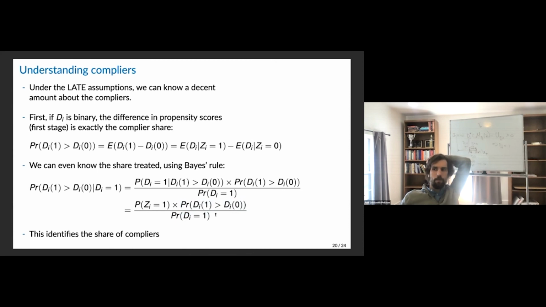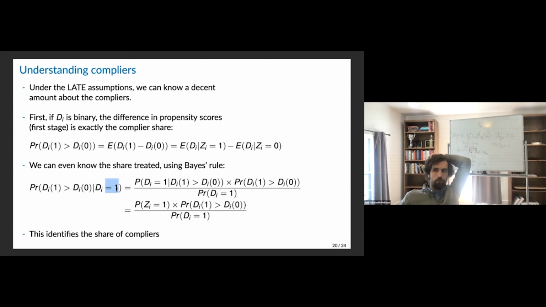So what it's saying is that the probability of being a complier conditional on being treated is equal to the share of compliers multiplied by the probability of the instrument being one, over the probability of being treated. Obviously, if the first stage is perfect, then these would just be the same. But this is going to let you talk about both the share of compliers and the share of compliers amongst the treated.